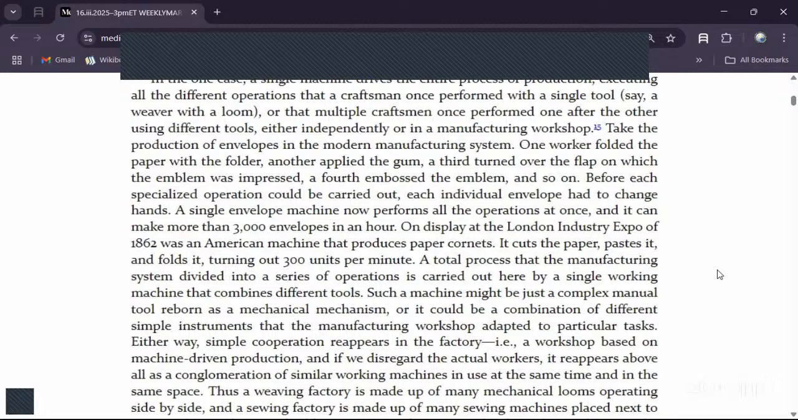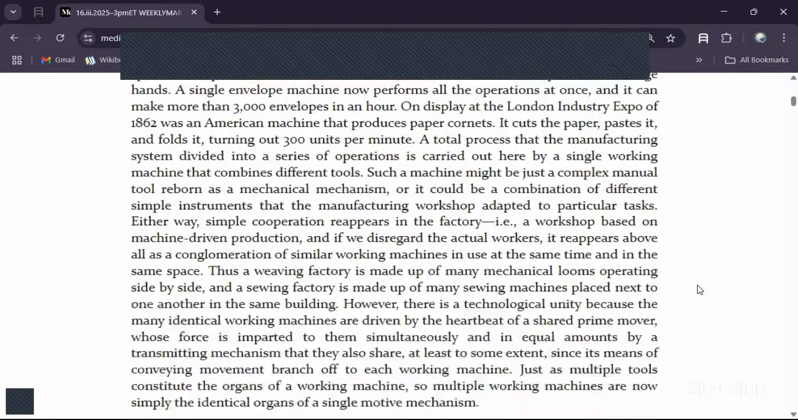A total process that the manufacturing system divided into a series of operations is carried out here by a single working machine that combines several tools. Such a machine might just be a complex manual tool reborn as a mechanical mechanism, or it could be a combination of different simple instruments that the manufacturing workshop adapted to particular tasks. Either way, simple cooperation reappears in the factory, i.e., a workshop based on machine-driven production, and if we disregard the actual workers, it reappears above all as a conglomeration of similar working machines in use at the same time and in the same space.